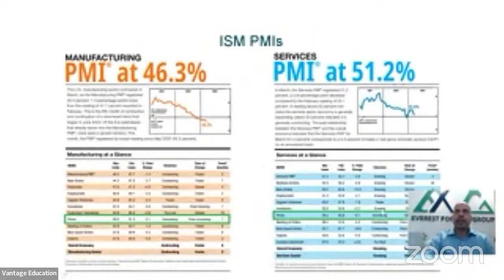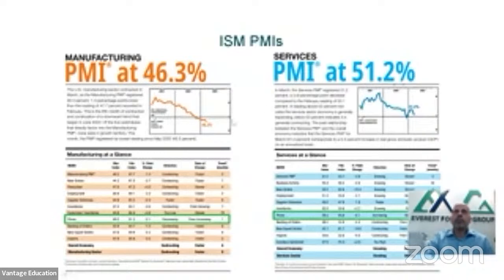Okay, next we had the ISM PMI report. This relates to the US economy. We'll be looking at the manufacturing and services sector of the US economy. This was the reports or surveys for the month of March. As you can see from the charts, the US is clearly a two-speed economy. So what do we mean by that?